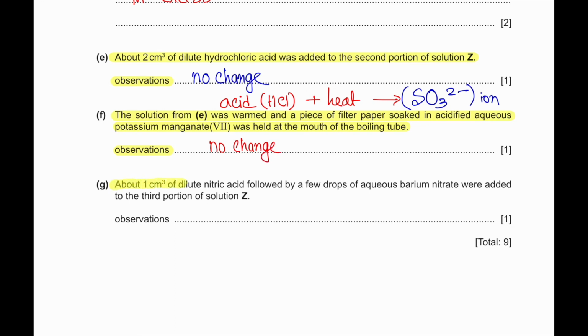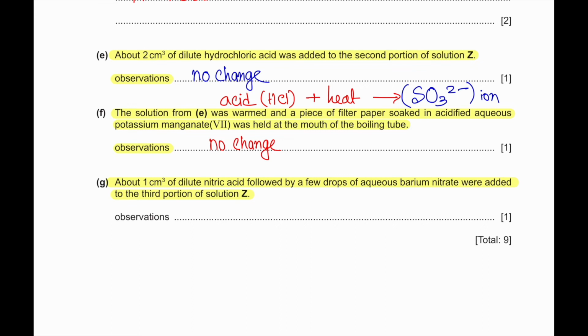Part G. About 1 cm cube of dilute nitric acid followed by a few drops of aqueous barium nitrate were added to the third portion of solution Z. Alright, so nitric acid followed by barium nitrate is a test for sulfate. And since this particular reagent already contains sulfate, it's going to test positive. So the observation is going to be a white precipitate.